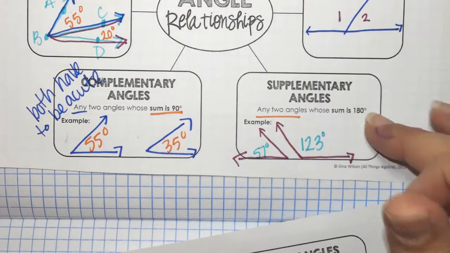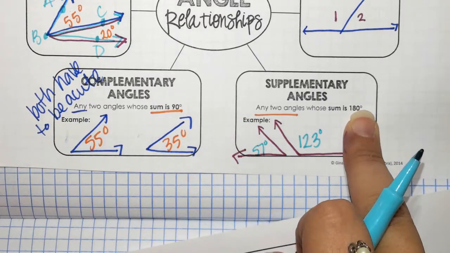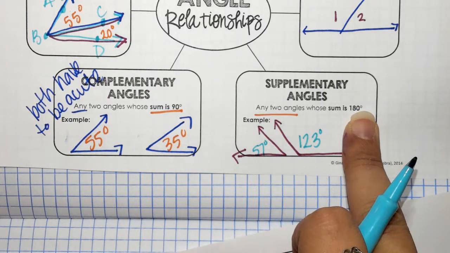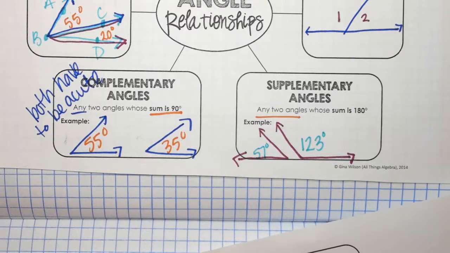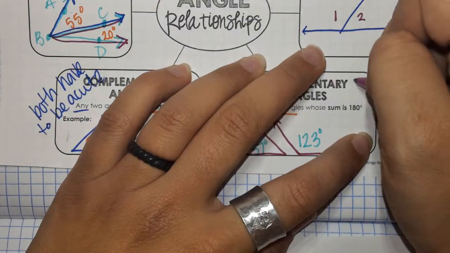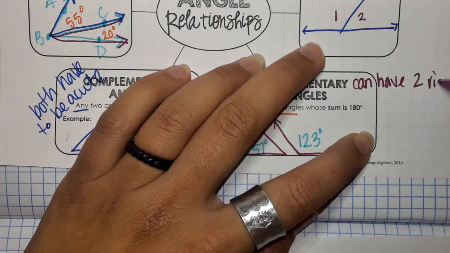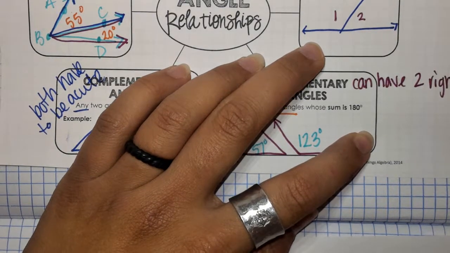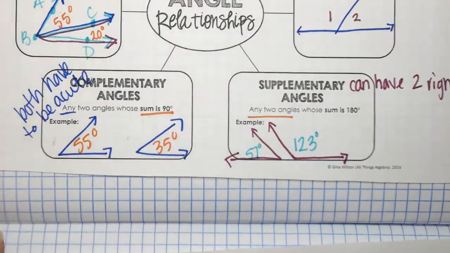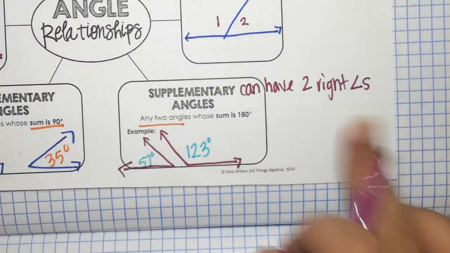So does one of them have to be obtuse on this? Or they could both be right angles. Awesome. So you can have two right angles. That's this. Ooh, I need to scoot it over. Super sorry. That's the symbol for angles.